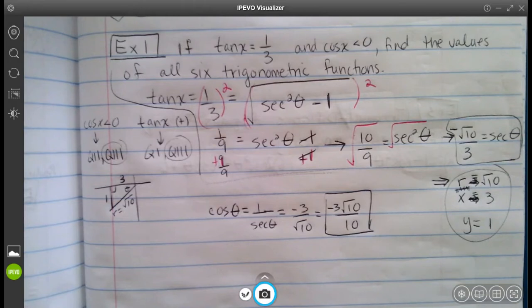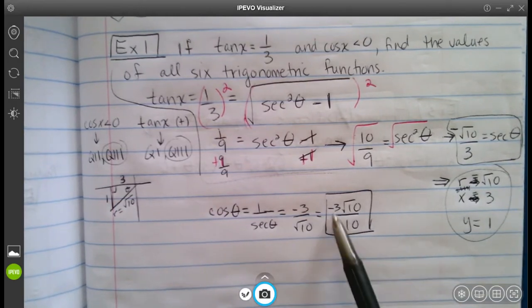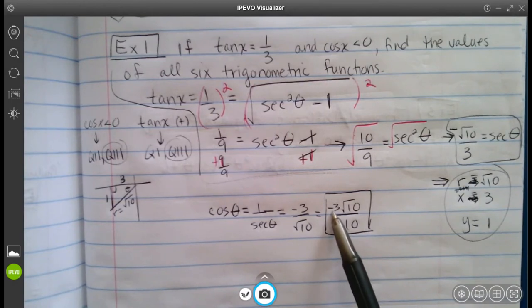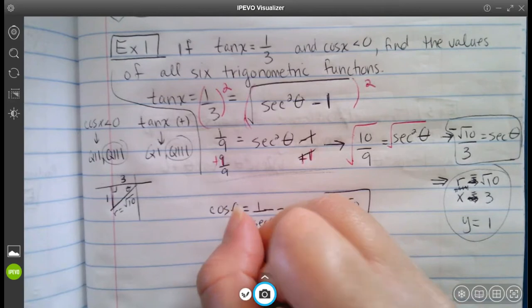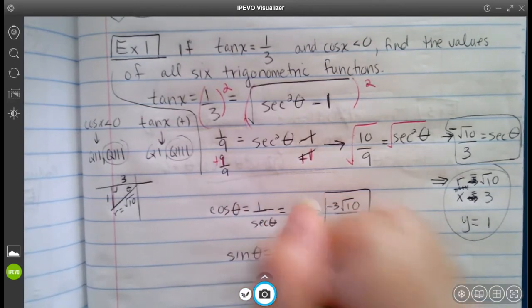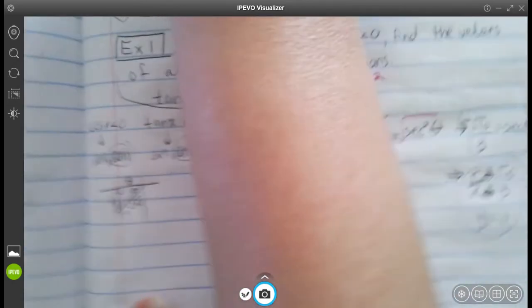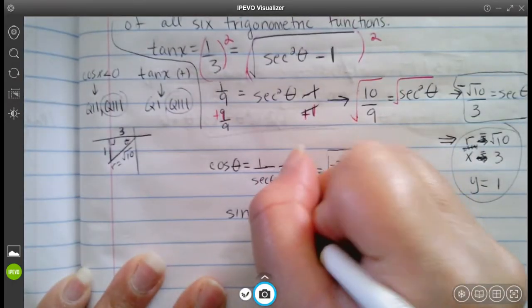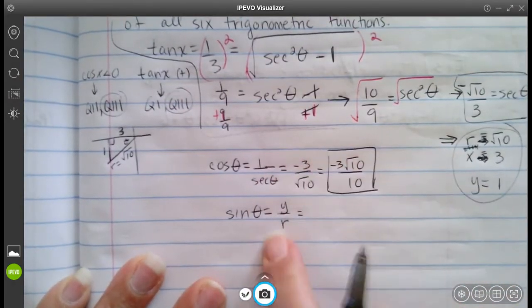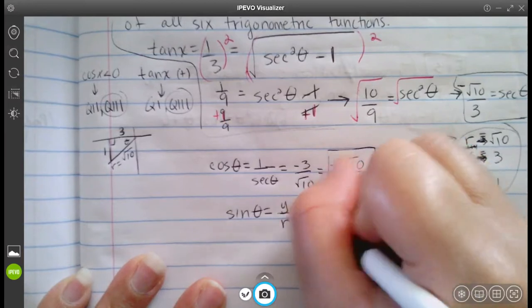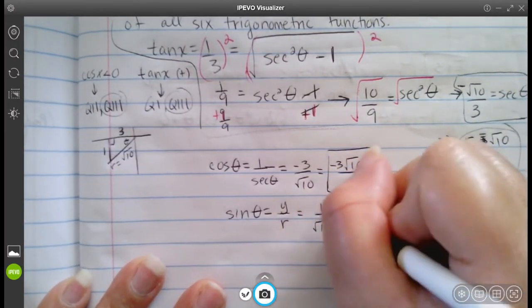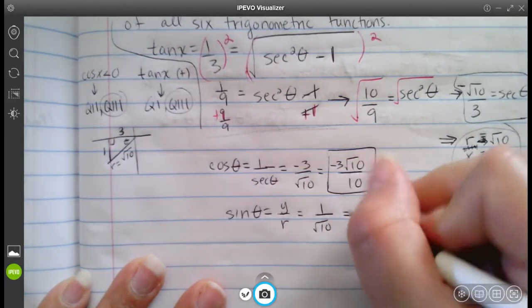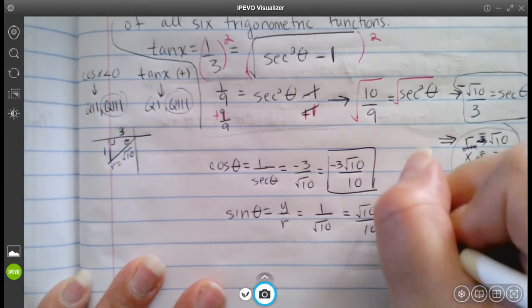Okay, let's move on. Oh, and yeah, it is negative because, again, it's in quadrant 3. So over here, cosine's negative. Let's do sine. Sine theta is going to be y over r. You need to remind yourself that's fine. And our y is 1. So 1 divided by r, which is square root of 10. If we fix this, we get square root of 10 over 10.